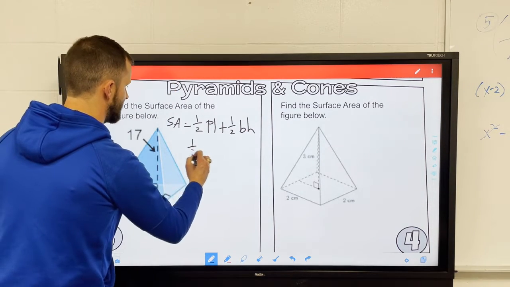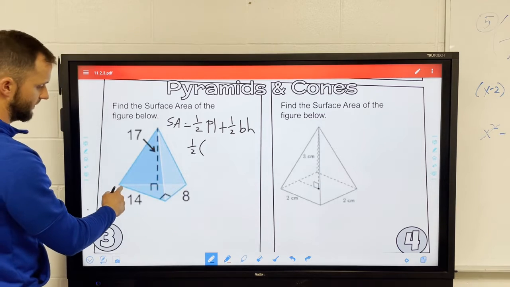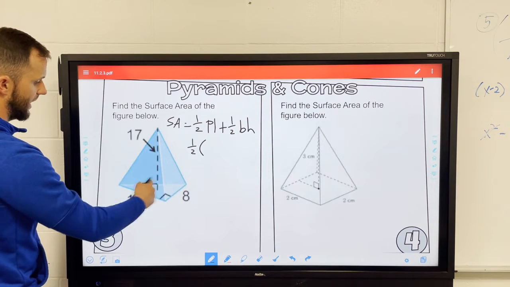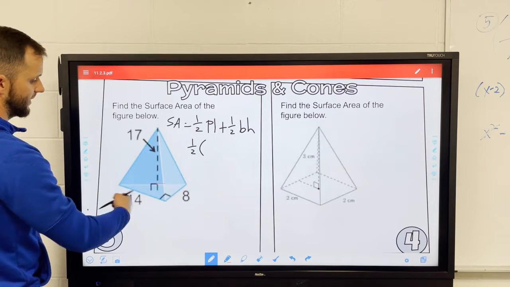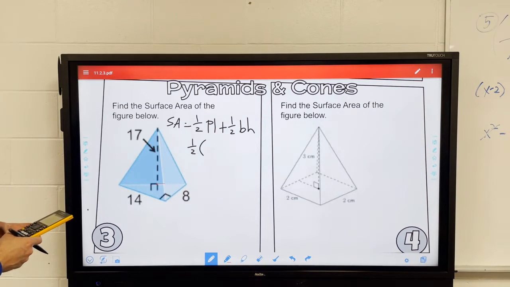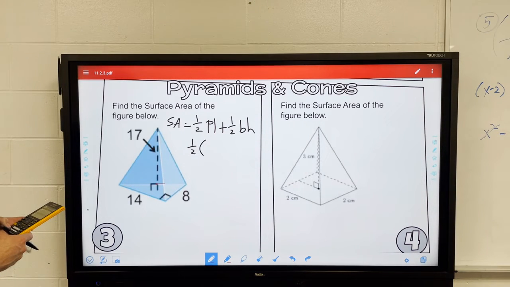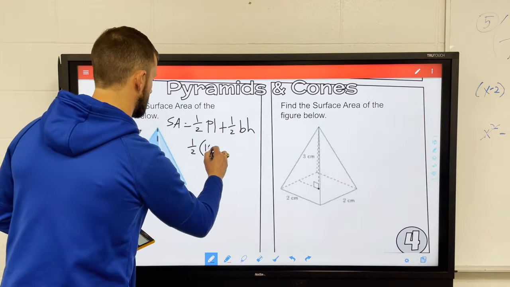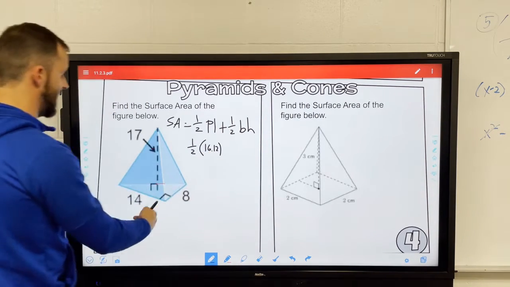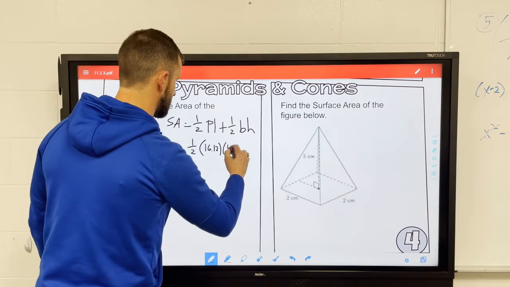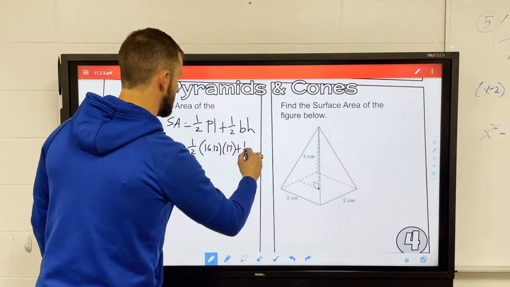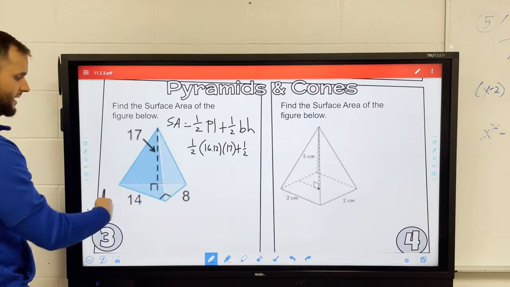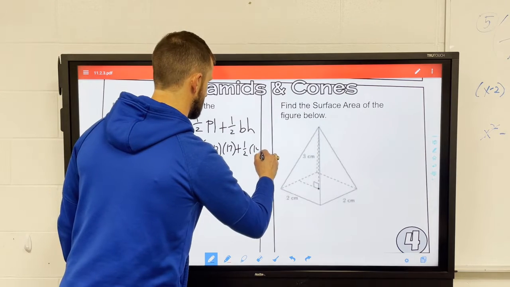So 1/2, it looks like my perimeter here, if this is 14 and this is 18, I'm going to have to end up finding this side because it's a right triangle. So I'm going to do 14 squared plus 8 squared, and I'm going to take the square root of that, which is going to end up giving me 16.12. Times the height of my figure, which is 17. And then I'm doing 1/2, which is base times height, which is 14 times 8.